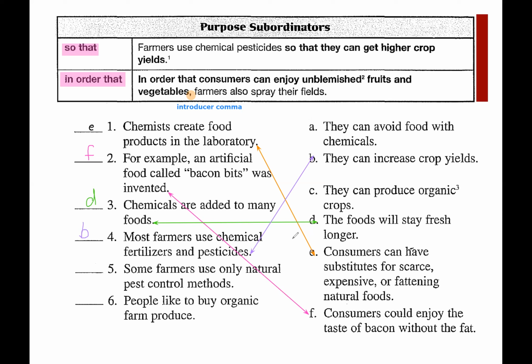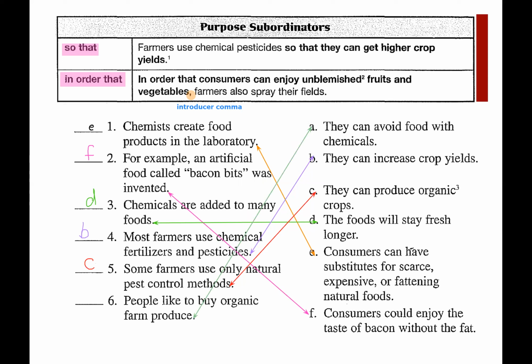Number five. Some farmers use only natural pest control methods. Why do they do that? Well, so that they can produce organic crops. Last but not least, people like to buy organic farm produce. Why? In order that they can avoid food with chemicals.